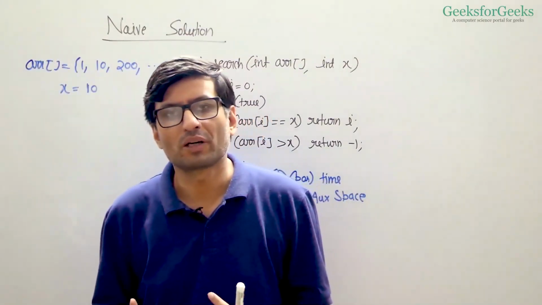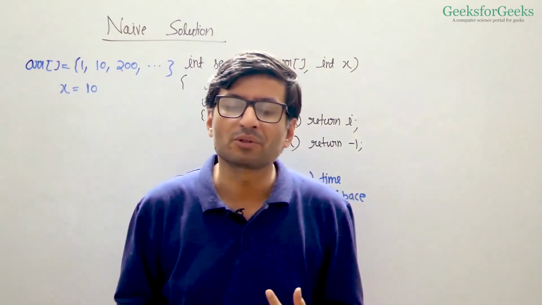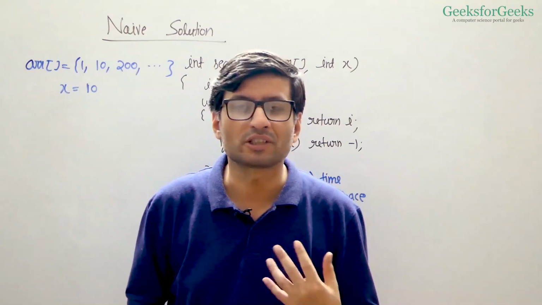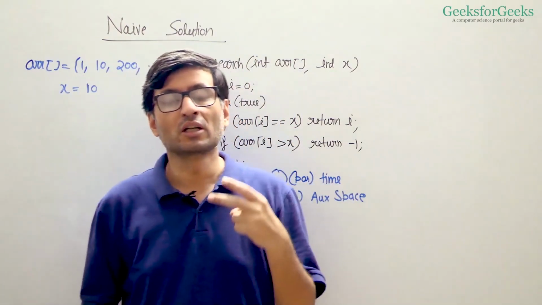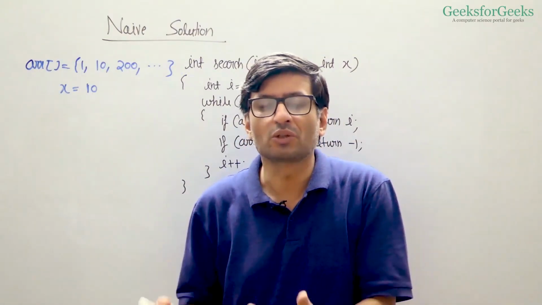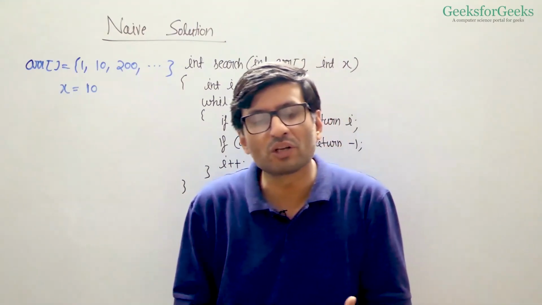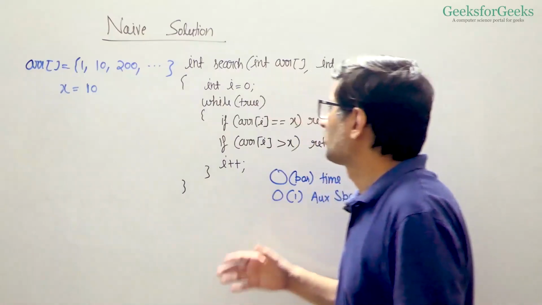Let us first talk about a naive solution to solve the problem. A naive solution is to traverse the array from beginning and keep on searching the element. When do you stop? You stop in two cases. If your current element in the array is equal to the element that you are searching, or if it is greater. If it is equal, then you return I. If it is greater, then you return -1. So this is the code.